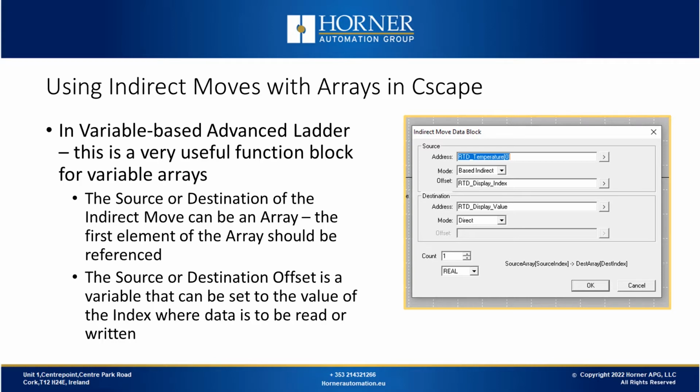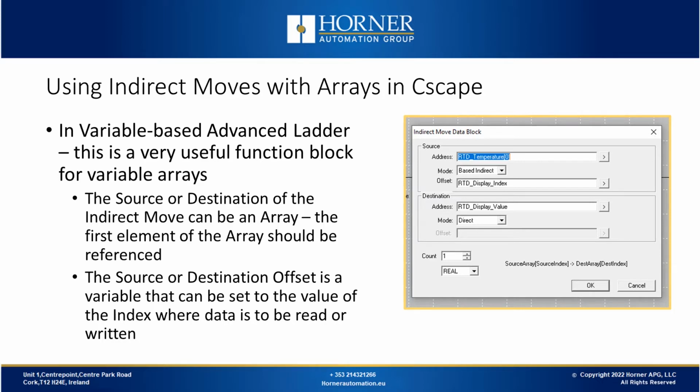Here we have an array called RTD temperature, which is listed as the source for an indirect move. Now, why is it listed as the source? Well, somewhere within that RTD temperature array, we'll grab data from one of the elements of the array and move it, in this case, to a fixed location, to a variable called RTD display data. Now, which of the locations in the RTD temperature array are we going to pull that data from? Well, that depends on the index or the offset.